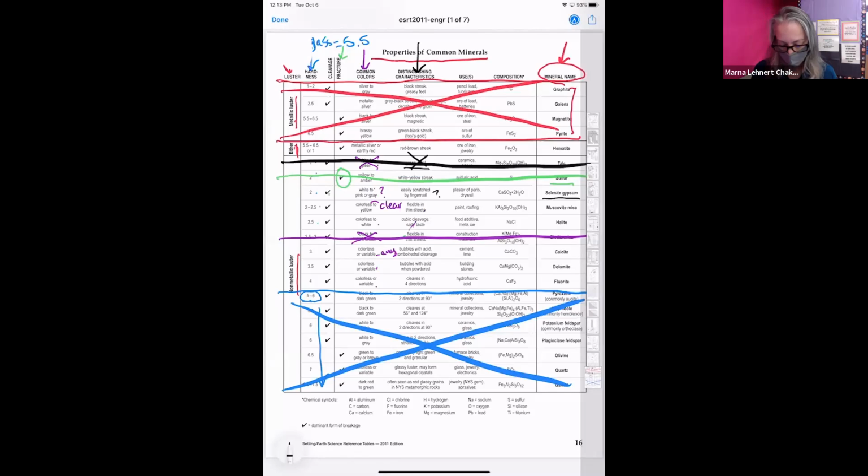And then, let's see, the next one, flexible in thin sheets. Oh yeah, right? I could peel it off in those thin sheets. So it could be this one. It could be muscovite mica. What about the next one? Cubic cleavage, cube. Does it look like a cube? No, that did not look like a cube. Does it have a salty taste? Uh-oh. Should I taste it?